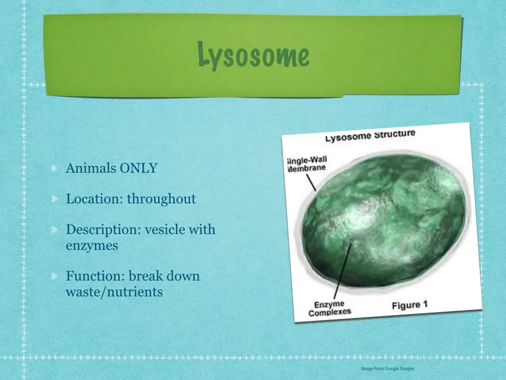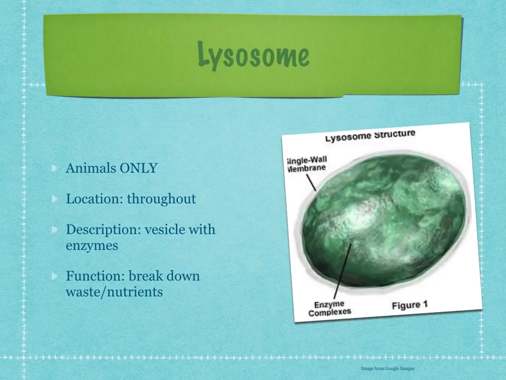Lysosomes are the ones that are found in animals only. Animals use lysosomes throughout their cells, and the word vesicle just means like a pocket. So it's a small pocket or container with enzymes because I need to break down waste and nutrients. So that's why the animals have lysosomes, because plants make their own nutrients. They make their own food. They're not taking in Bojangles and having to break it down into its tiny monomer pieces. They make the sugar as a monosaccharide. They make glucose.